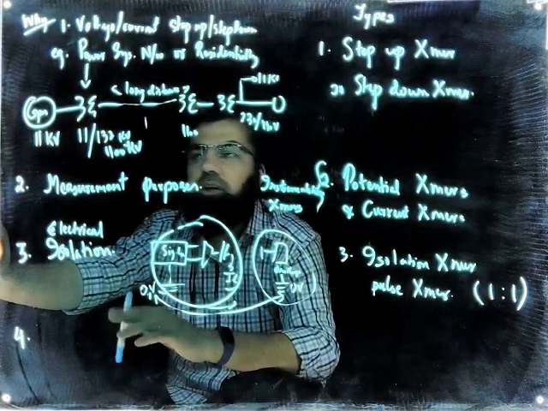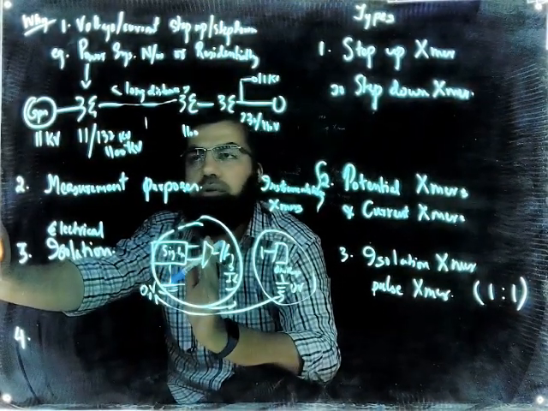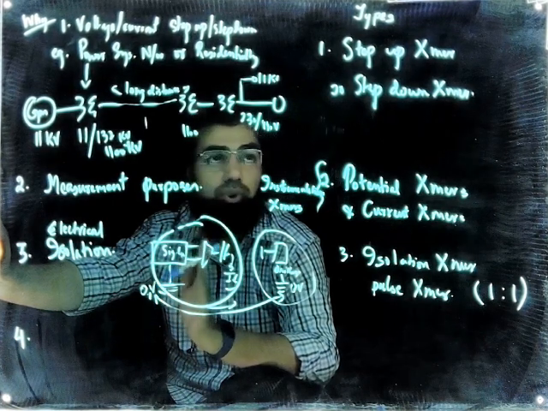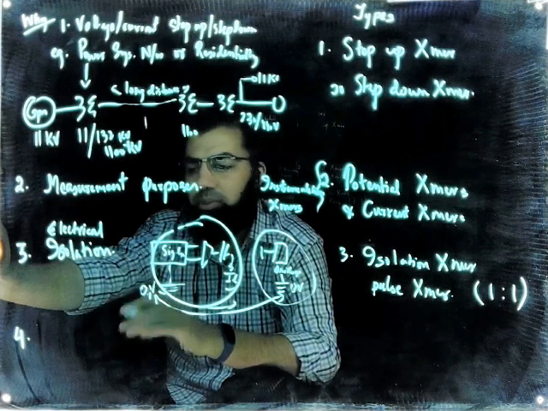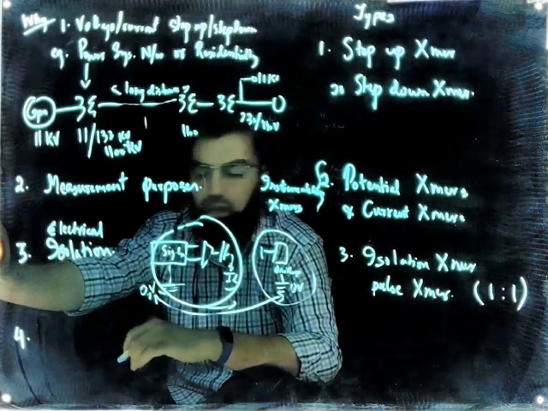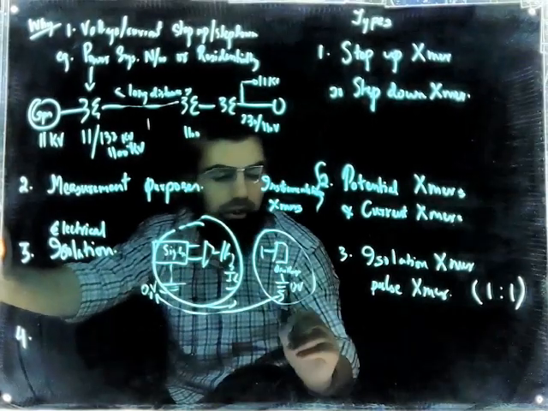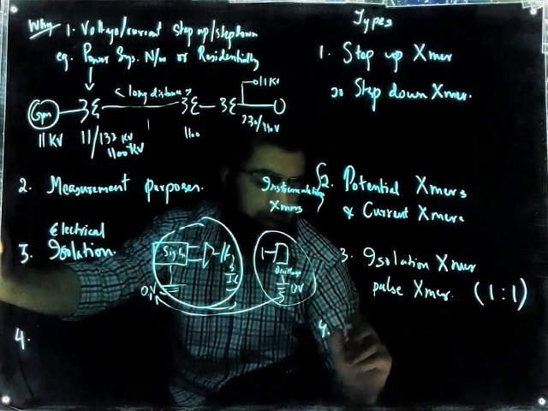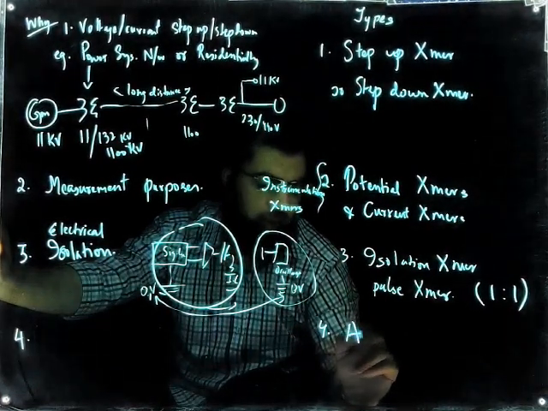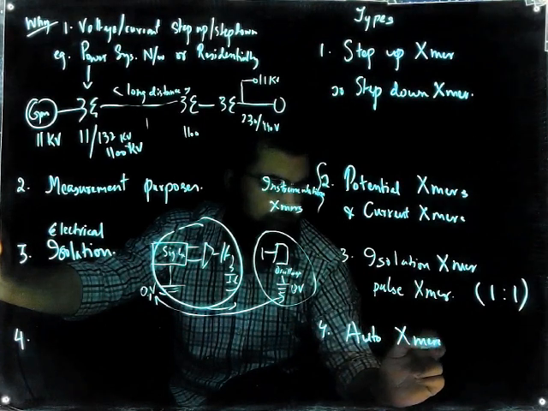So these are three important reasons why we use transformers in a power system network: for voltage and current step up, step down, for measurement purposes, and for electrical isolation. For the fourth, depending upon the type of transformers, there are certain other types of transformers that we will be studying. One will be auto transformers.